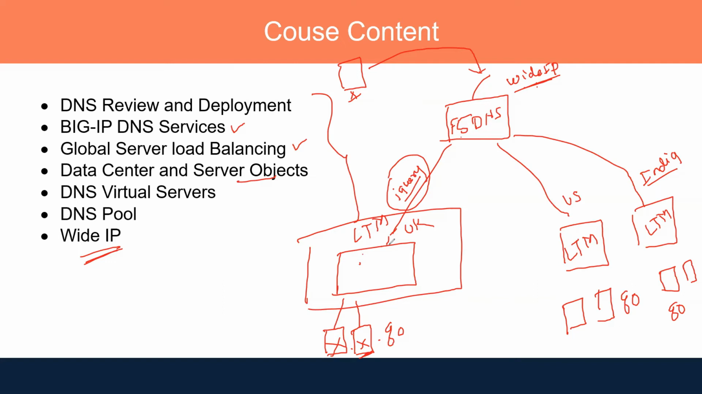Not only F5 products can you add as a server, but other products too. Like if you have a Citrix load balancer, that product you can also add on the F5 DNS. And then we will talk about DNS pool, DNS virtual server, all these things we are going to talk about.